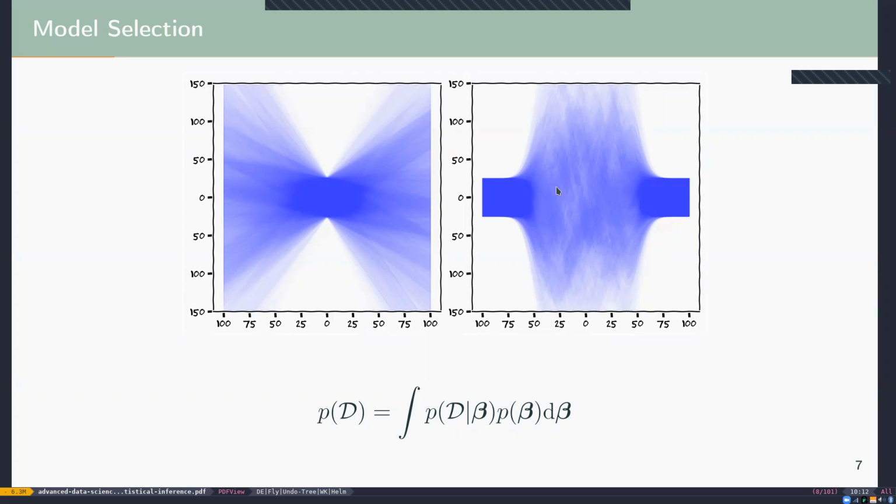So what we can now do is that if we now see some data, we can evaluate that under this distribution, and then we can start saying, well, actually, if I got data that moves around in the blue region here, it's going to be much higher probability under this model than under this model. So that's the notion of marginalization.